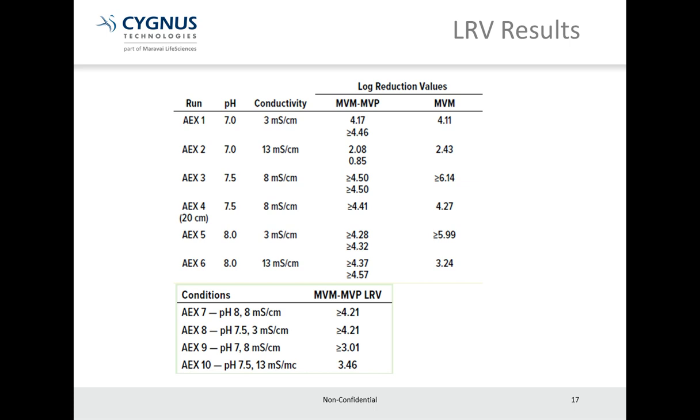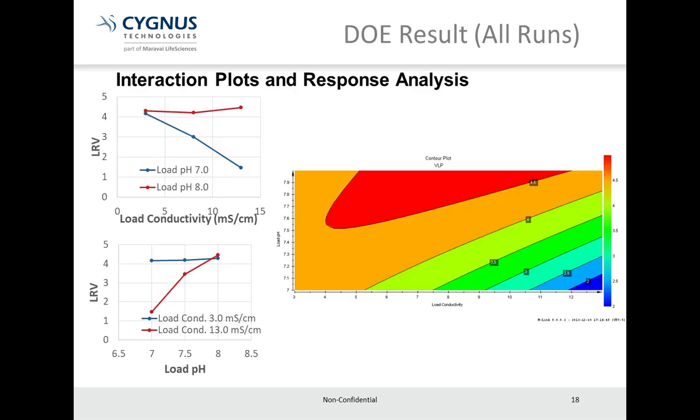However, when we shift that conductivity now in run 2 to 13 millisiemen per centimeter, you see this dramatic drop in the LRV results. So we go from 4 roughly to 2 in both the MVP and the MVM. So what GSK did with this data, they took all the MVP data, not the MVM, just the MVP, and they plugged that into their JUMP software, and they were able to look at how the 2 parameters impacted each other, and they were able to generate this heat map that showed the optimal space to operate their process.